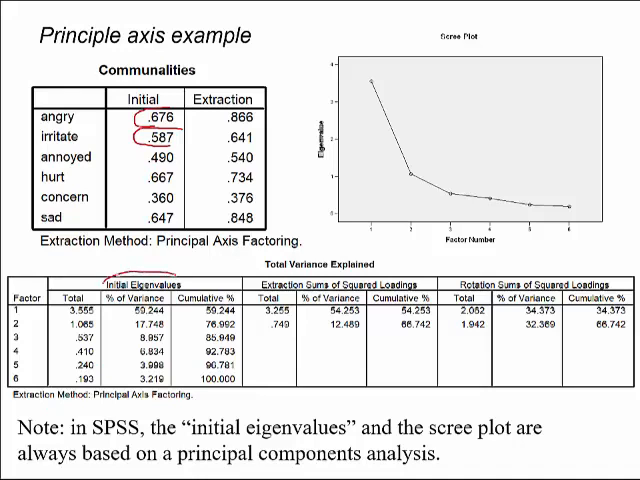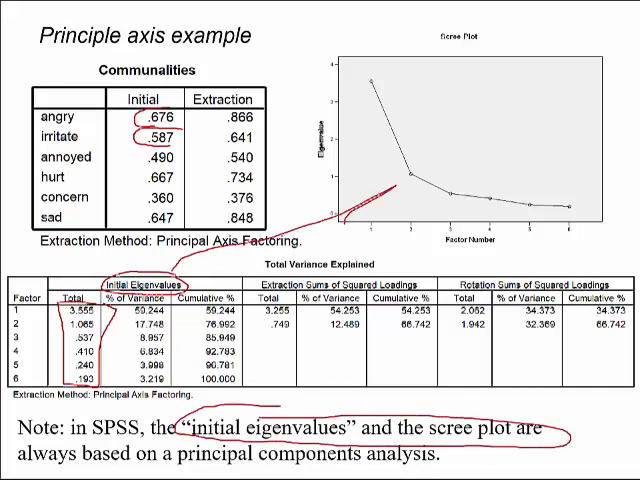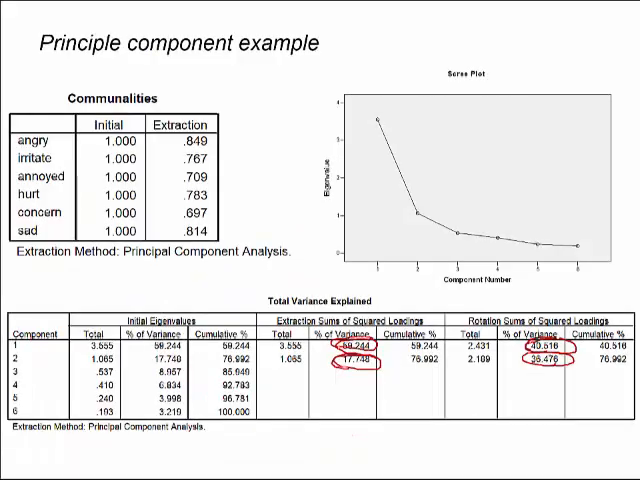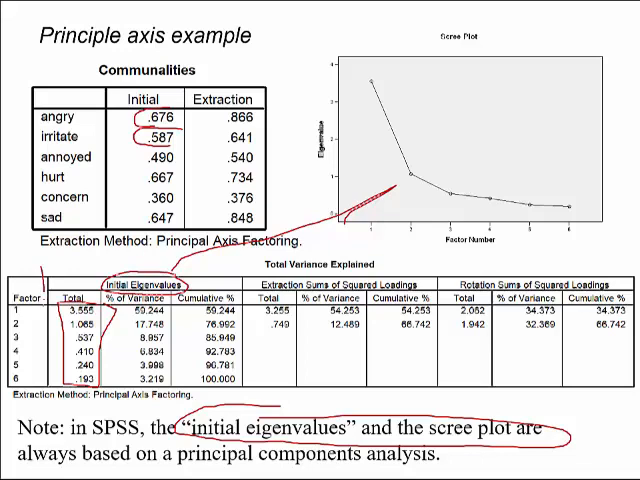And then down over here, we have our initial eigenvalues from that solution where we extracted all 6 factors. We have 6 items, so the maximum number of factors we can extract is 6. And so here are the initial eigenvalues that we get. Now, for some reason, when SPSS calculates these initial eigenvalues in the scree plot, it's actually going to resort back to our principal components analysis. And you note that this section right here is going to be identical to what we have here.